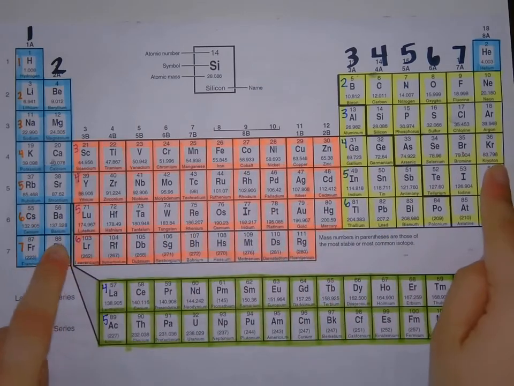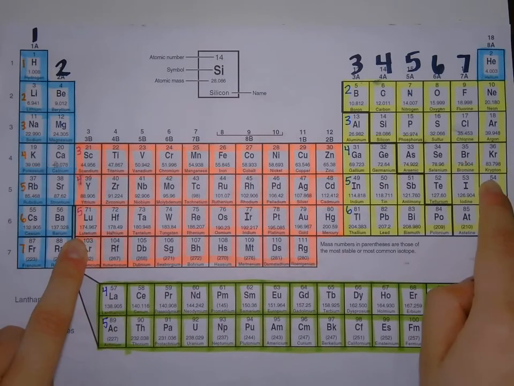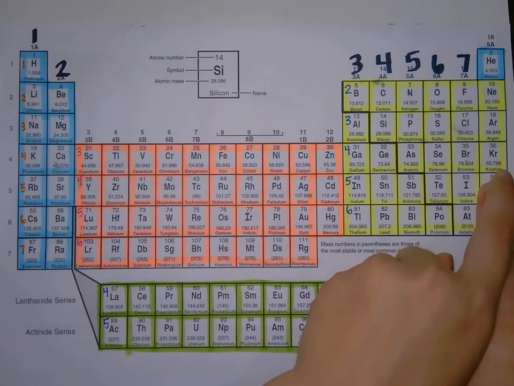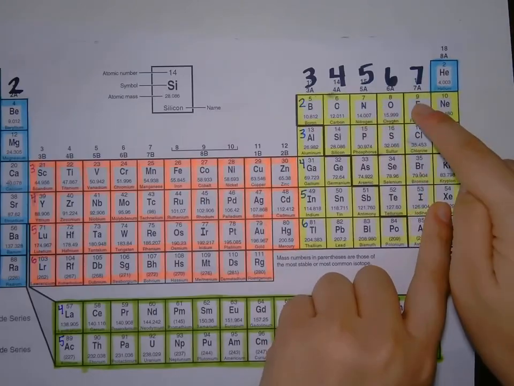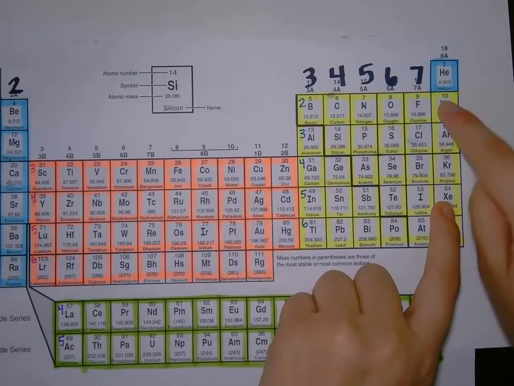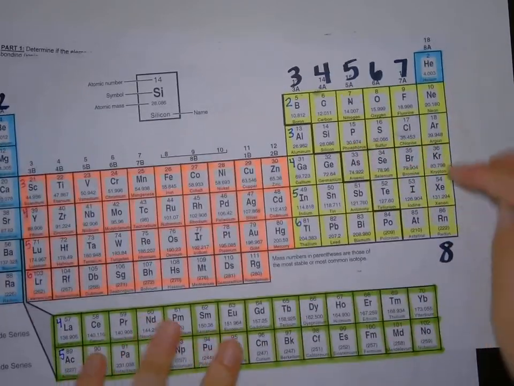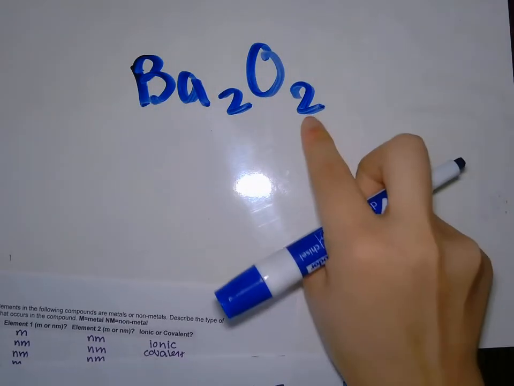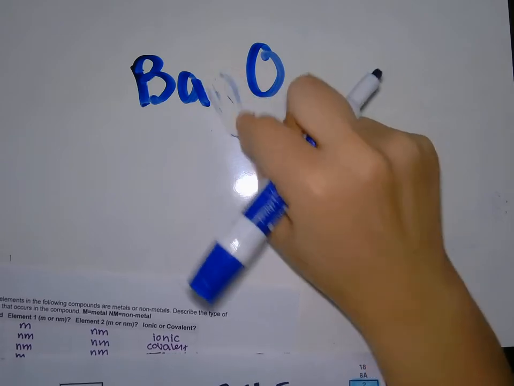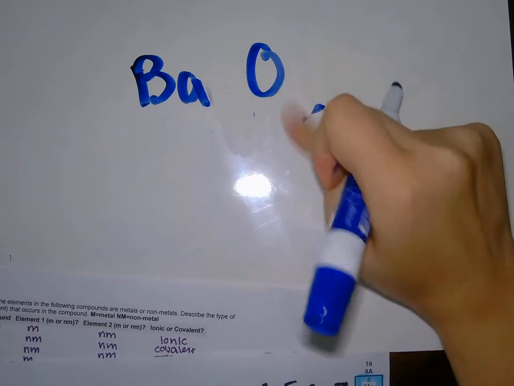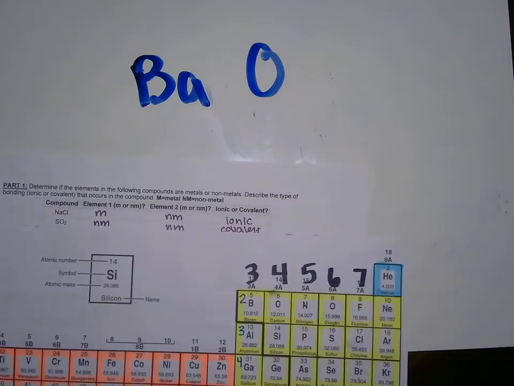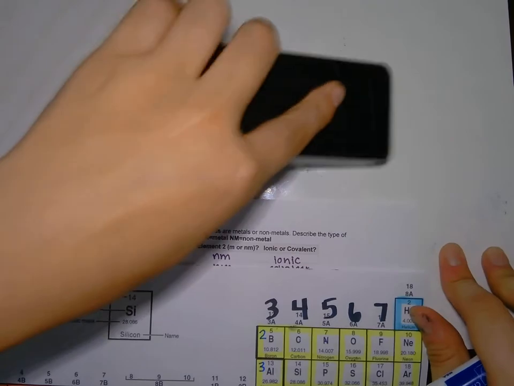1, 2 away. So barium is 1, 2 spots away from being perfect. Oxygen is 1, 2 spots away from being perfect. Each of them have 2 spots to be perfect, so 2 and 2 will cancel out into barium 2 and oxygen 2. Both of these numbers will cancel out into just being 1. So barium oxide.